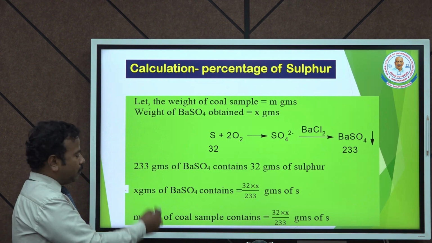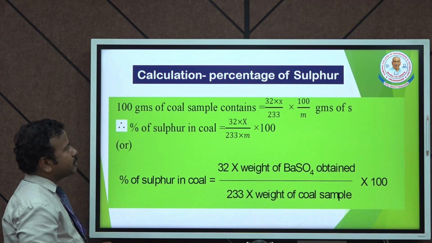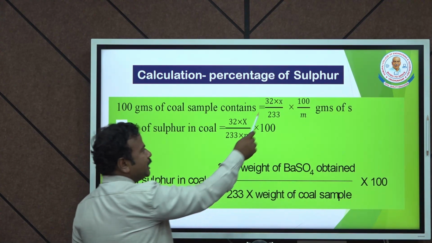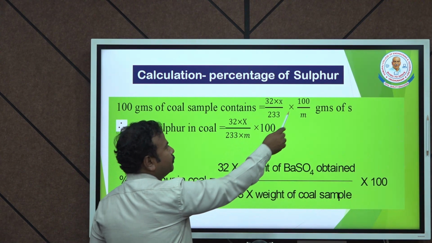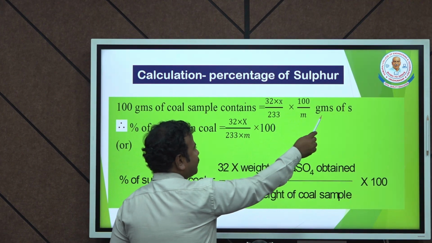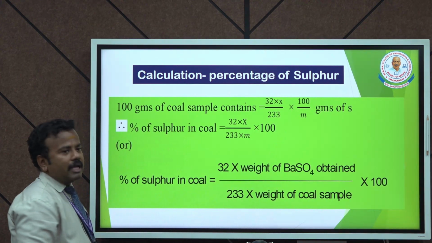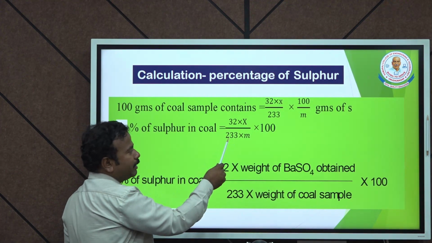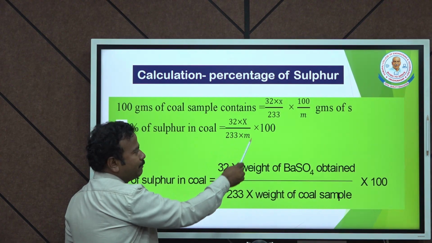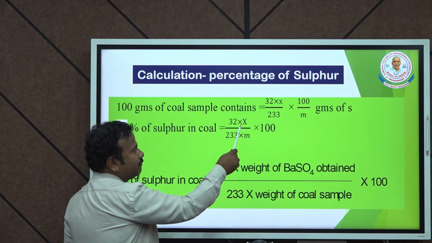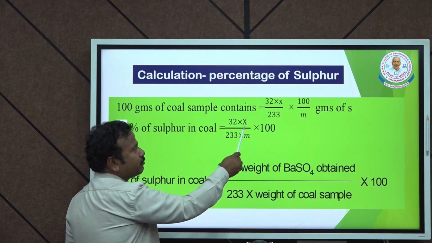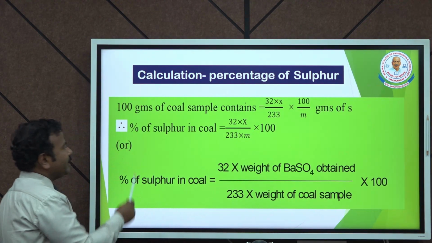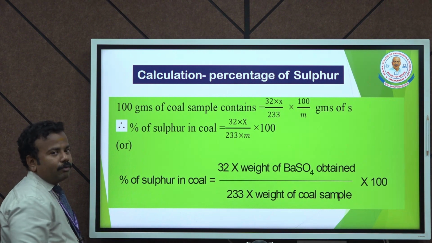So this is the calculation. So next, 100 grams of the coal sample contains 32 into x divided by 233 into 100 divided by m grams of sulfur. Therefore the percentage of the sulfur is equal to 32 into x divided by 233 into m, where m is the weight of the coal sample taken and x is the weight of barium sulfate as a precipitate, into 100.